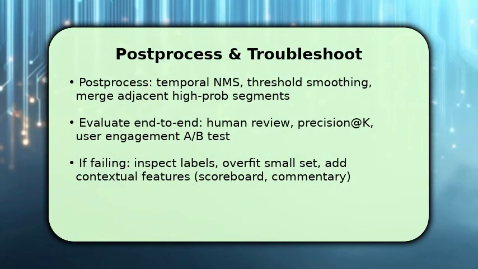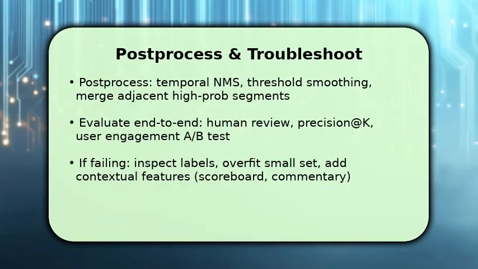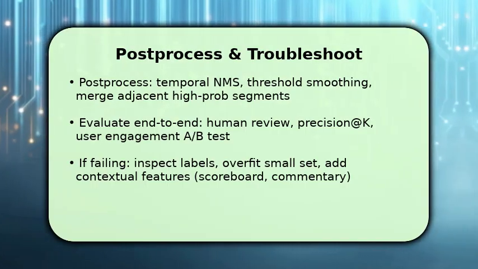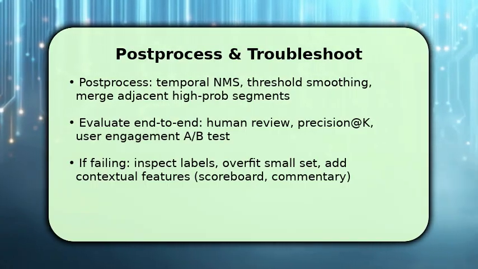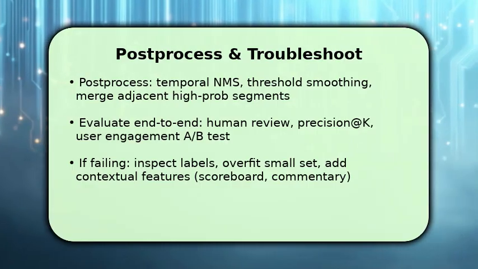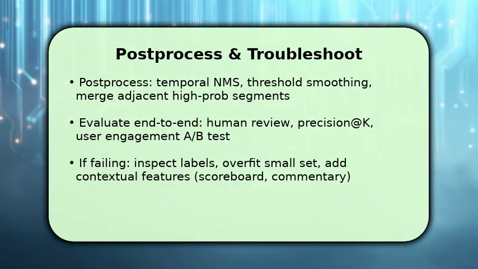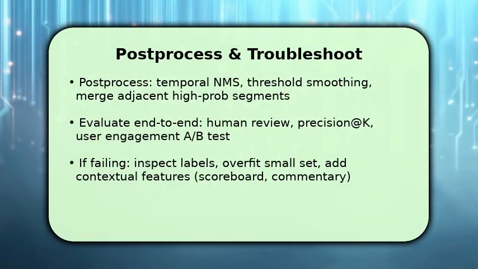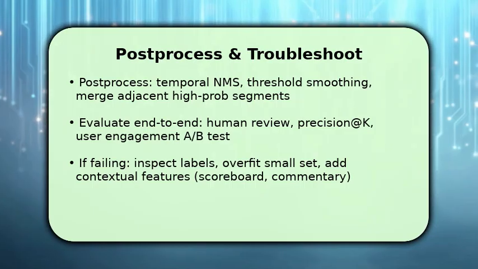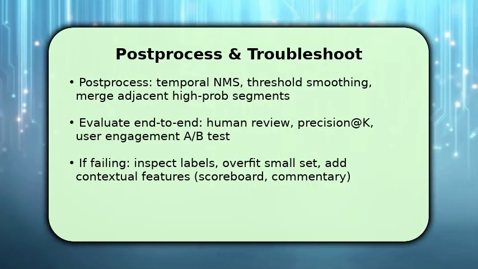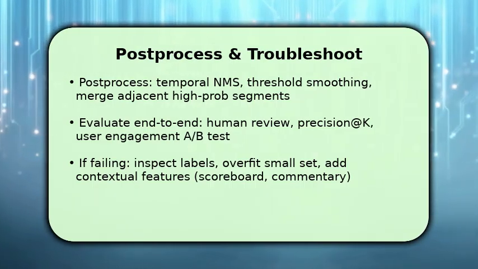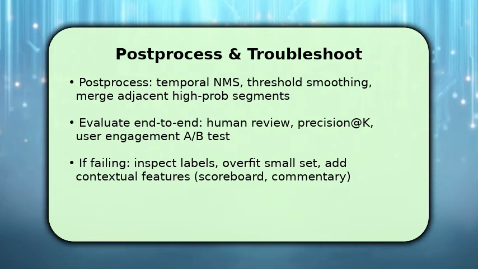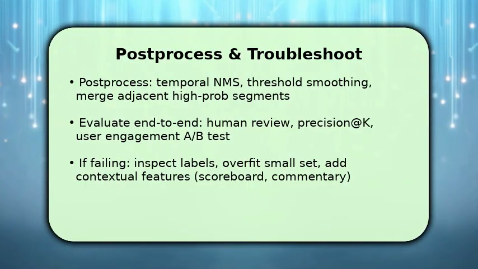Finally, convert predictions into clean highlights and validate with users. Apply temporal non-maximum suppression, smooth probabilities, and merge adjacent high-prob segments to produce coherent clips. Then run human review and A/B tests measuring precision at K and engagement to iterate. If results lag, inspect labels for noise, try overfitting a small subset to debug, and add contextual features like scoreboard or commentator excitement. Make sure to retrain after label fixes to lock in improvements.